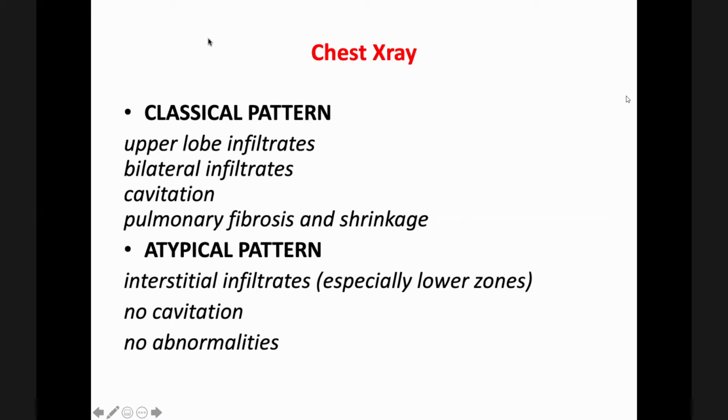The other modality that you can do is the chest X-ray. Chest X-ray is mainly only suggestive, but for confirmation you have to see the bacteria itself to confirm the diagnosis. The radiological pattern can be a classical pattern, where there is a predilection to develop upper lobe infiltrates in tuberculosis, and there can be bilateral infiltrates and cavitation. There can be pulmonary fibrosis and shrinkage, and an atypical pattern like interstitial infiltrates, especially in the lower zones. This is mainly seen in immunocompromised patients, like diabetics. So interstitial infiltrates, no cavitation, and no abnormalities is a very atypical pattern.